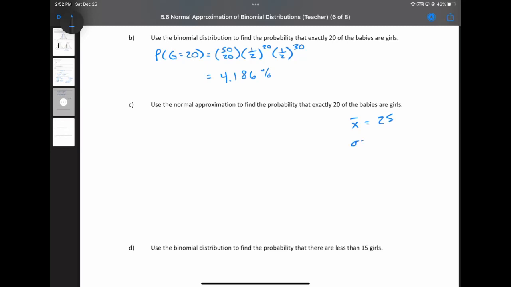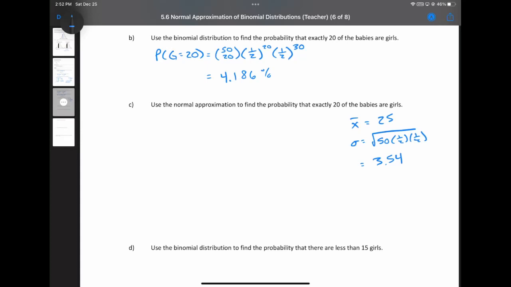Sigma is equal to the square root of n times p times q. Okay, so that's 50 divided by 2 divided by 2. Square rooted is 3.54. 3.5355, yeah, we'll round off to 3.54.